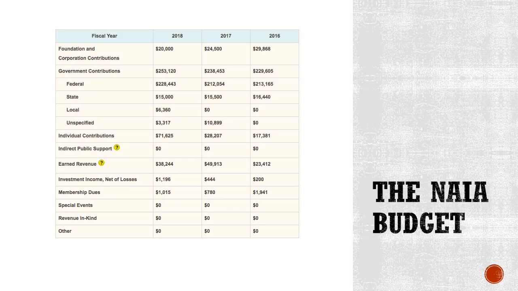Just for reference, I think it's important to go through and look at what the NAIA's budget has been for the past 2 to 3 years and see where our money is coming from. Over the past 3 years, we've received between $20,000 and $30,000 in foundation and corporation contributions. This has typically made up a pretty sizable portion of our private sector grants, while government contributions obviously make up between 80 to 90% of our budget year over year.